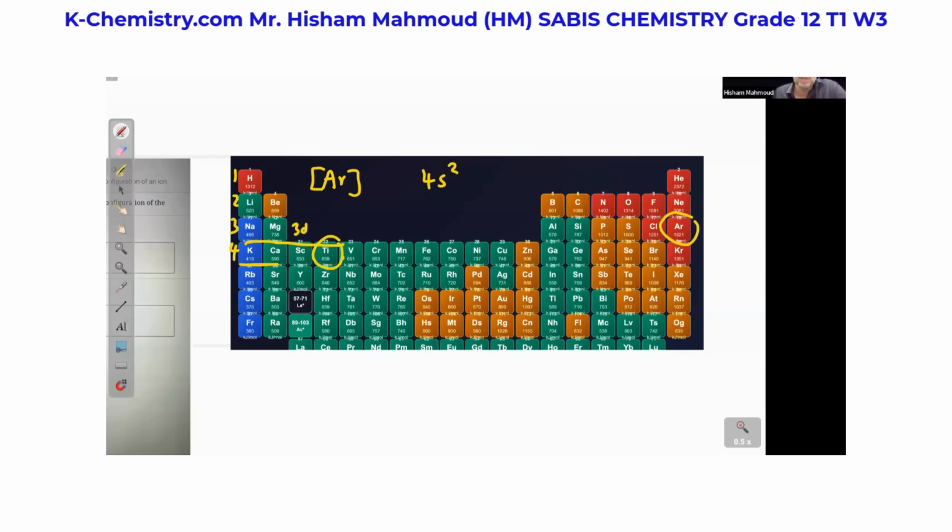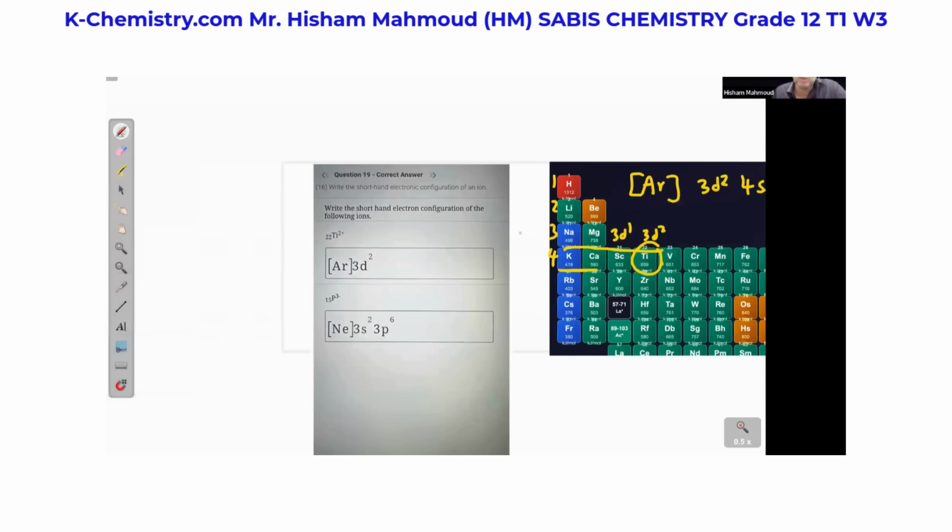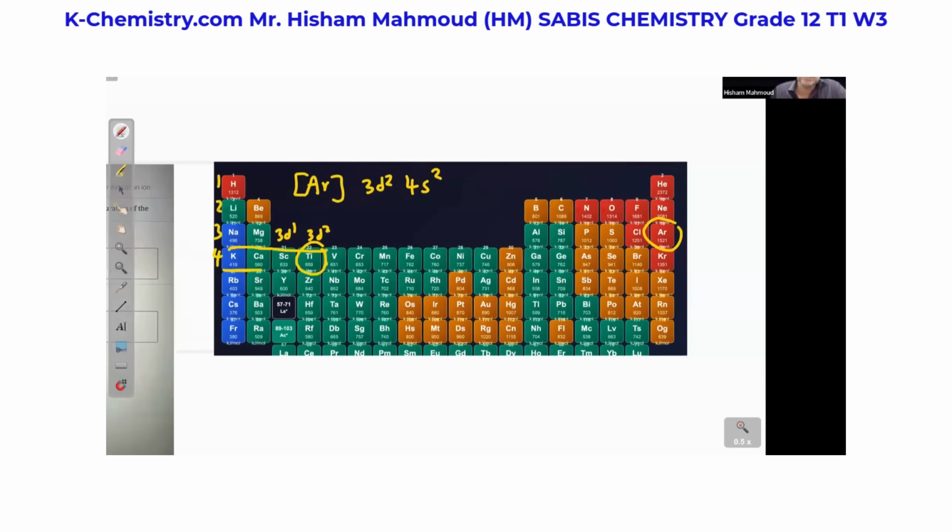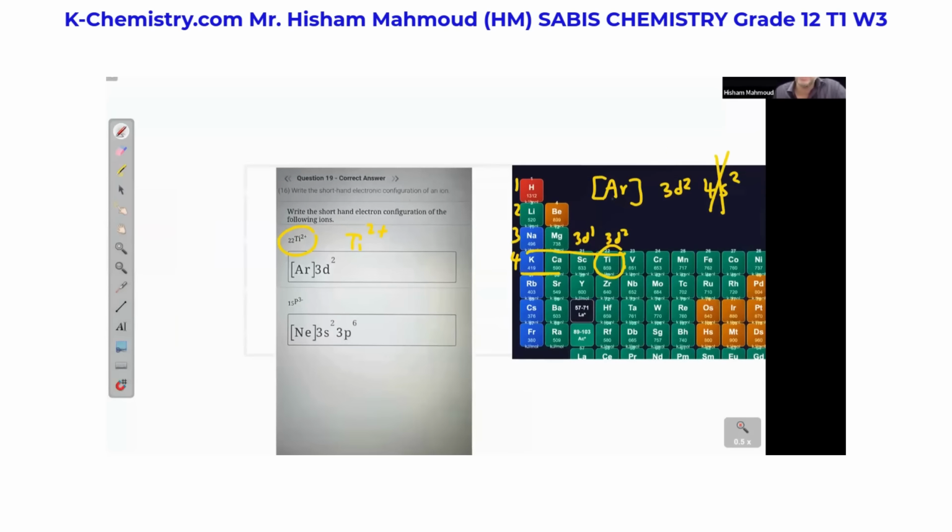So 3d1, 3d2. That's 3d2 titanium. You need to remove 2 electrons. Why? Because it said titanium 2 plus. So remove these 2 electrons, and the configuration is simply [Ar] 3d2. Thank you. What about phosphorus 3 minus?